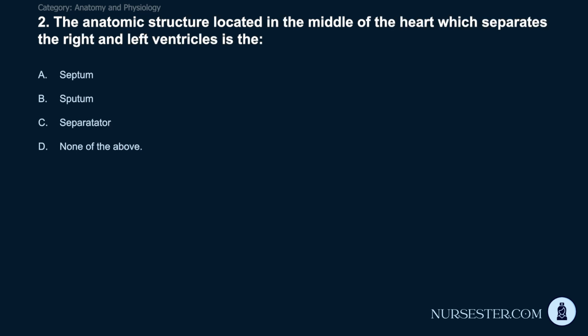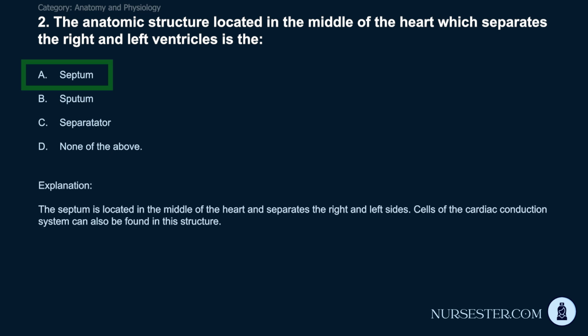2. The anatomic structure located in the middle of the heart which separates the right and left ventricles is the A. Septum, B. Sputum, C. Separator, D. None of the above. Correct answer, septum. The septum is located in the middle of the heart and separates the right and left sides. Cells of the cardiac conduction system can also be found in this structure.